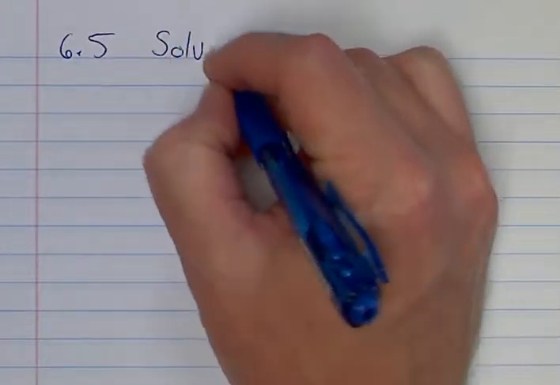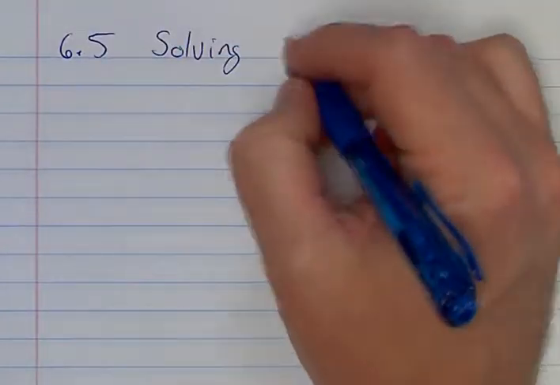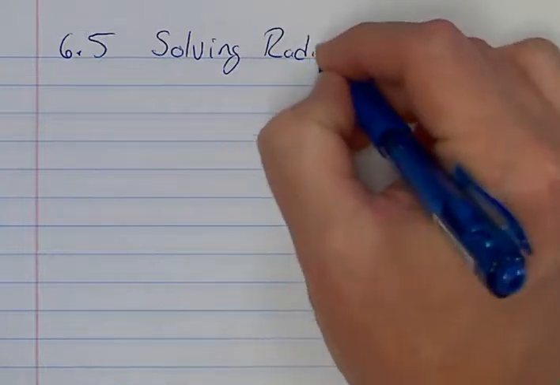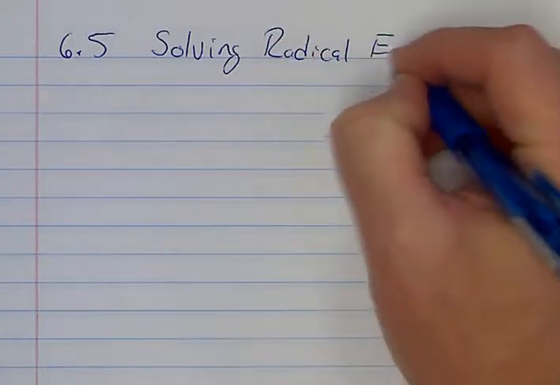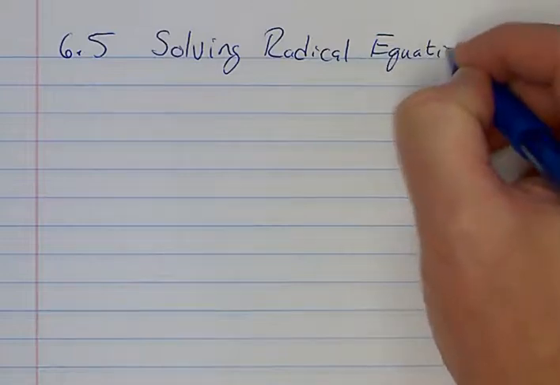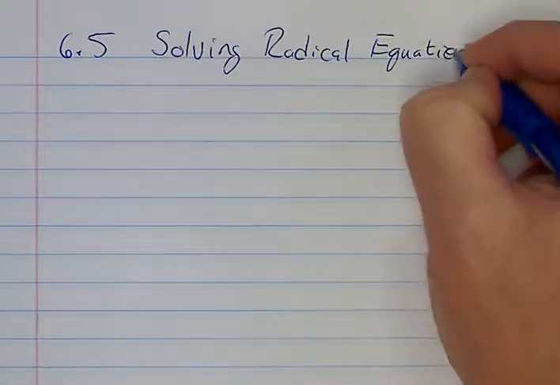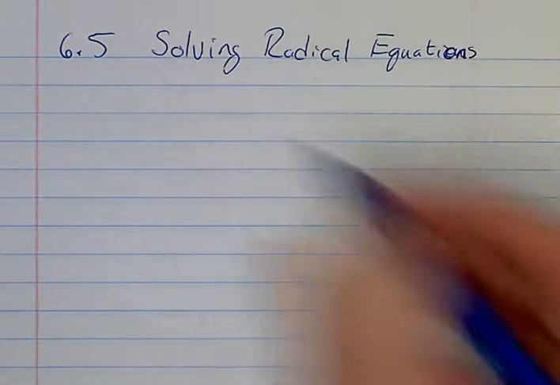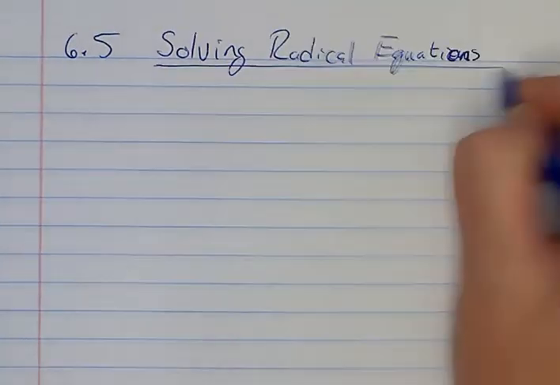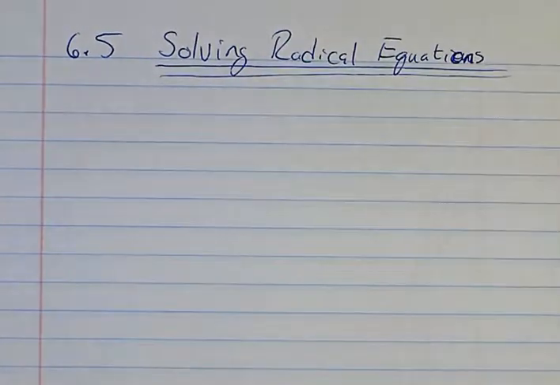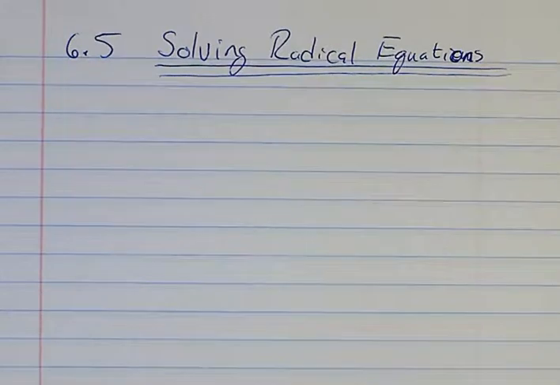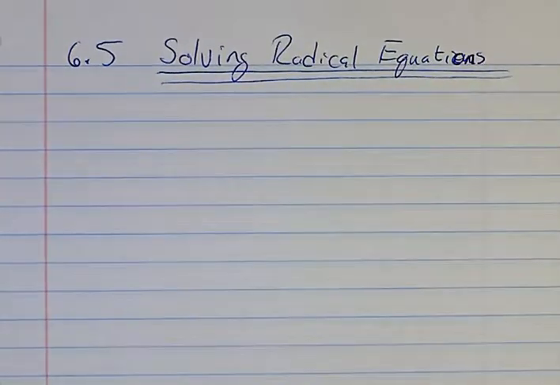Alright, 6.5. We're solving radical equations. And when you first look at these, when we do a couple of them, that should look pretty familiar, because some of this we've already been doing. And there's basically two things you're going to do here.